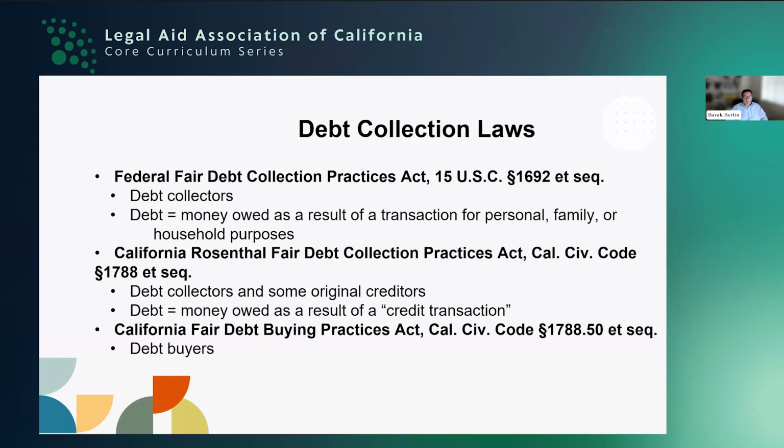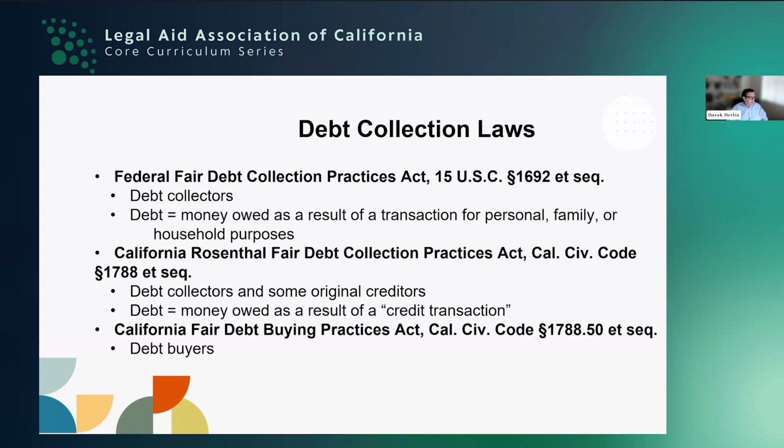So under the FDCPA, debt collectors are basically third-party debt collectors. So your Chase, Wells Fargo, Bank of America are not going to be liable under the FDCPA in most situations. Under California, the original debt collectors are liable, and so you can go after them. There are certain situations where you can't, but the vast majority of times, if they violate the Rosenthal Act, you can go after them.